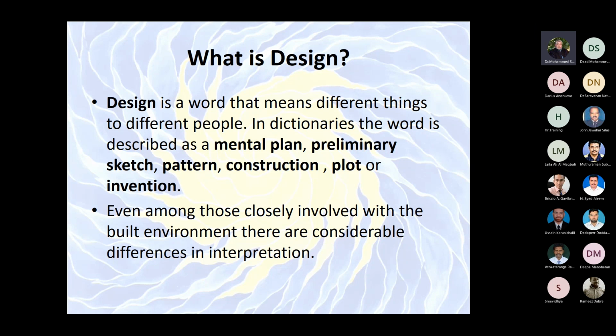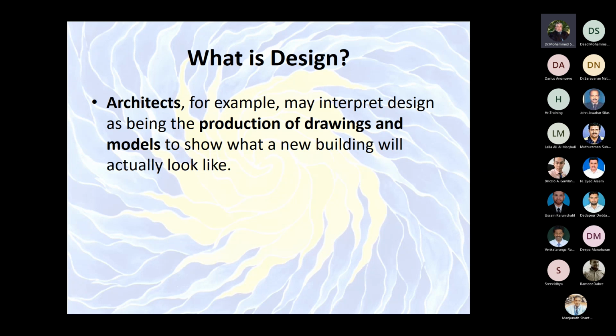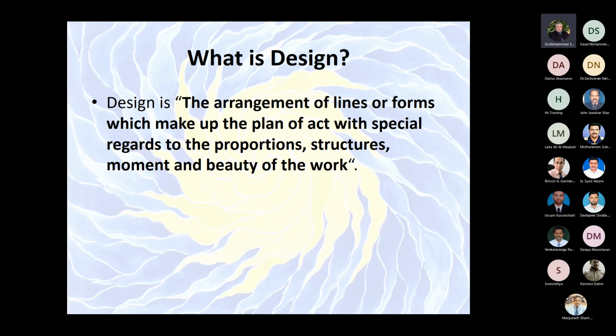Even among those closely involved with the built environment, there are considerable differences in interpretation. Architects, for example, may interpret design as being the production of drawings and models to show what a new building will actually look like. Design is the arrangement of lines or forms which make up the plan of a work, with special regard to the proportions, structure, movement, and beauty of the work.